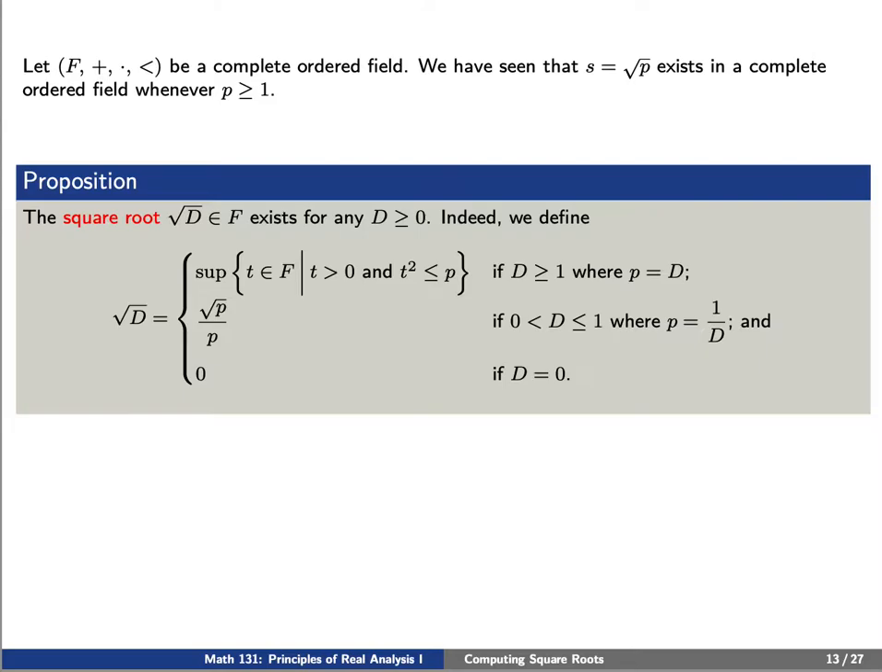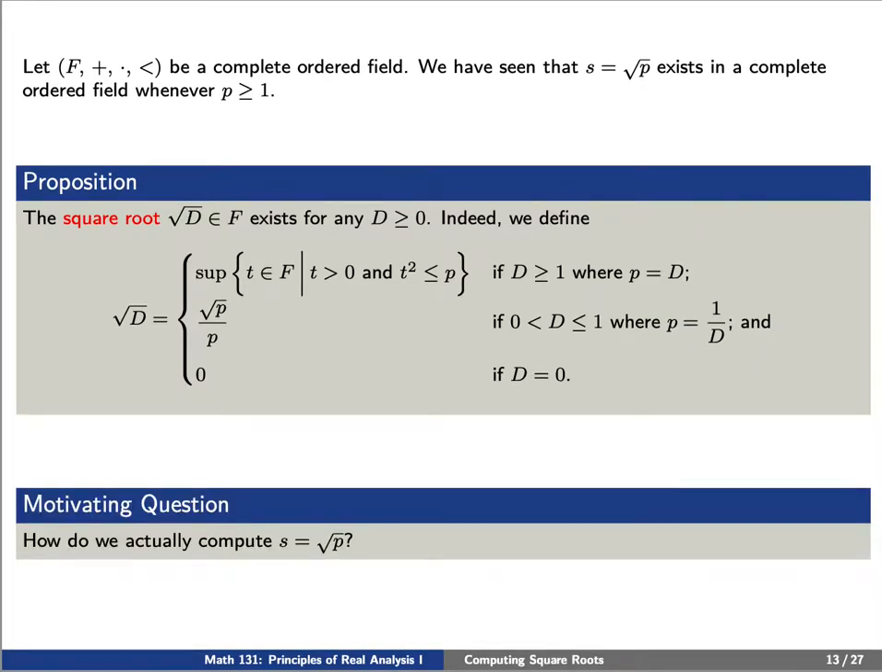Here's why. We'll break this up into 3 cases depending on d. If d is greater than or equal to 1, we'll set p equal to d, and then consider the supremum over those positive elements t in F such that t squared is less than or equal to p. If d is between 0 and 1, we'll define p as the reciprocal of d, and then define the square root of d as the square root of p divided by p. If d is 0, we'll just define the square root to be 0.